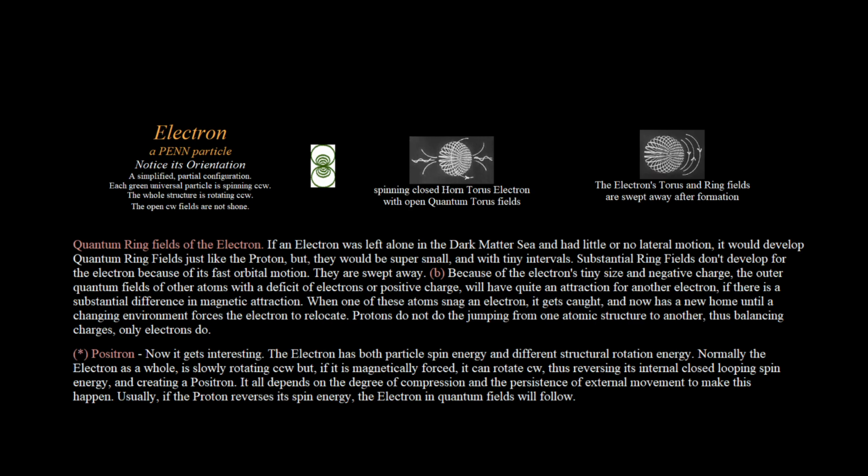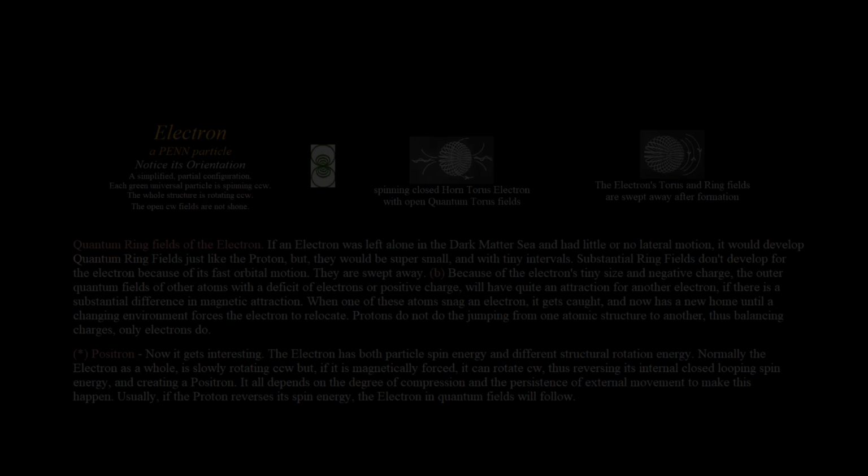Positron, now it gets interesting. The electron has both particle spin energy and different structural rotation energy. Normally the electron as a whole is slowly rotating CCW, but if it is magnetically forced, it can rotate CW, thus reversing its internal closed looping spin energy, and creating a positron. It all depends on the degree of compression and the persistence of external movement to make this happen. Usually, if the proton reverses its spin energy, the electron in quantum fields will follow.